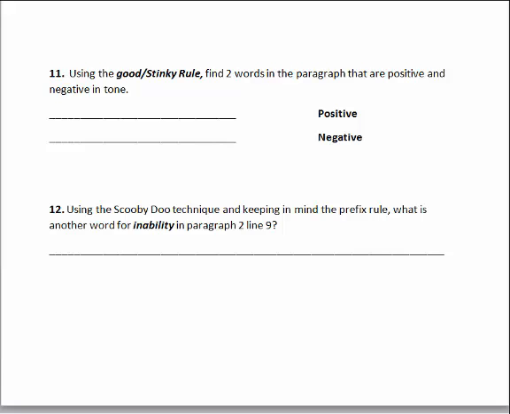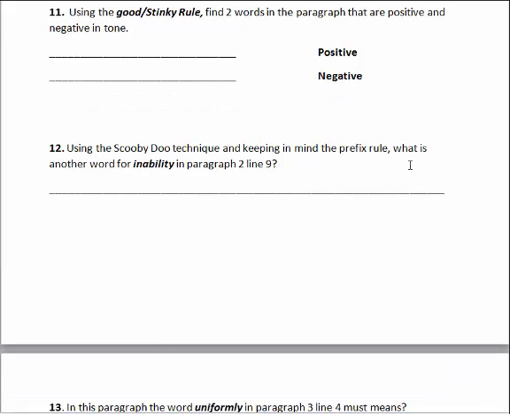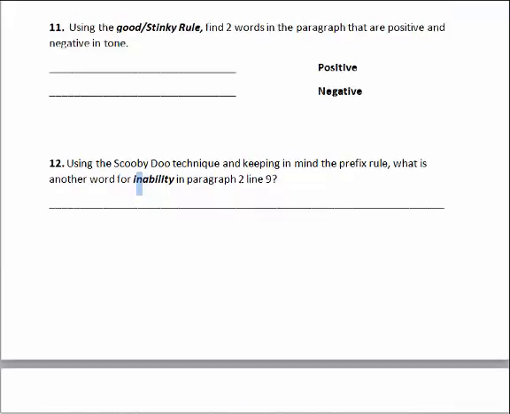The next question is going to be problem number 12. Using the Scooby-Doo technique, keeping in mind prefix rule, what's another word for inability? First of all, root word is ability, means to be able to do something. In is going to be inside that. Inability. So inside the ability of being able to do something. What's inside that? Let's take a look at paragraph 2, line 9.